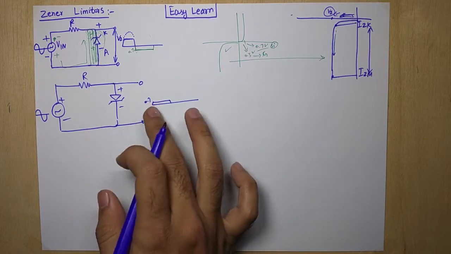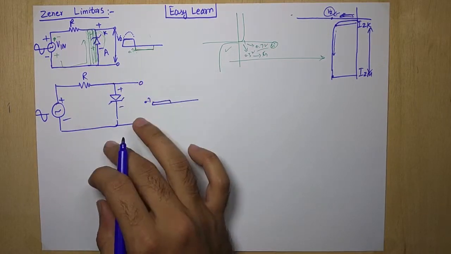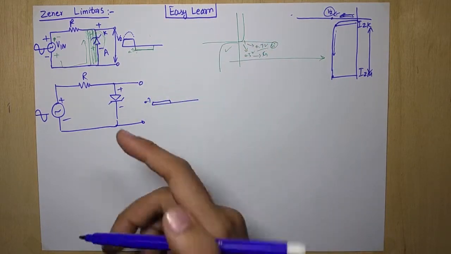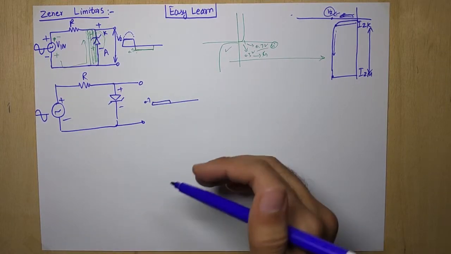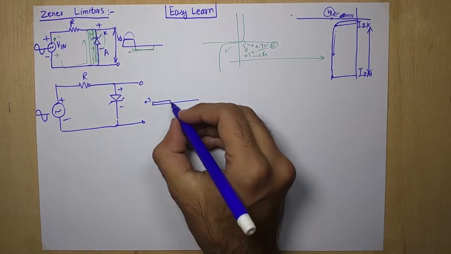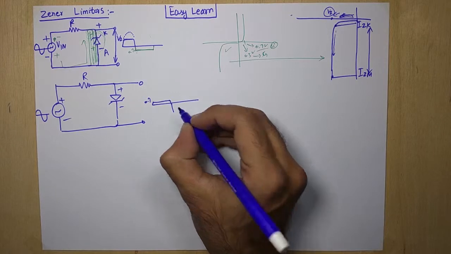After 0.7 volt, this diode will conduct and it behaves like a short circuit, and we will not receive any output on our output side. So it's clipped off, or we can say that we did not receive any voltage in the positive cycle. So this is a negative limiter.